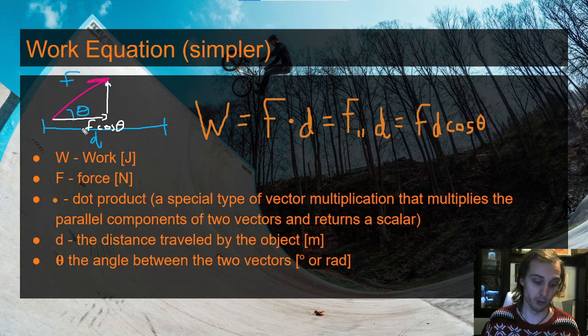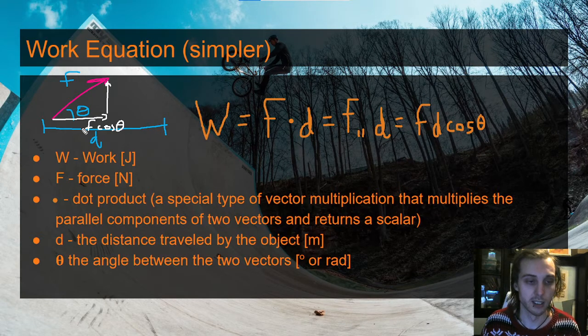Which isn't normal, because normally we've been doing positive as forward and negative as backwards for vector math, and this is one of the ones that's not. D is the distance traveled by the object.